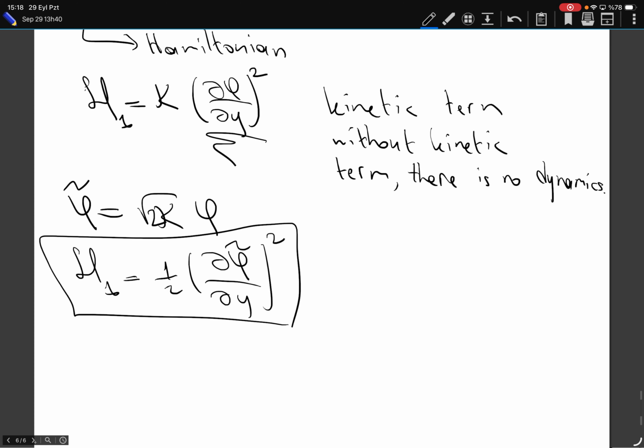This doesn't get rid of kappa completely, because remember, if I make a redefinition here, I have to redefine the other terms. So what will happen, for example, if kappa is very strong? That means the particle can easily move back and forth. I would expect such a system to be massless or have a small mass. Large kappa, if we look at the other terms, will correspond to smaller mass.